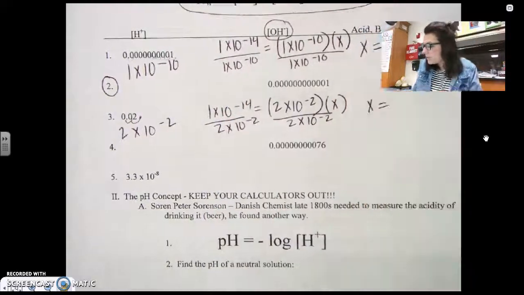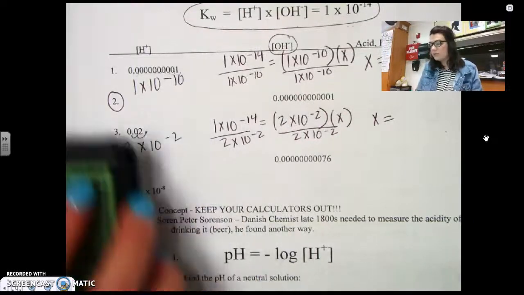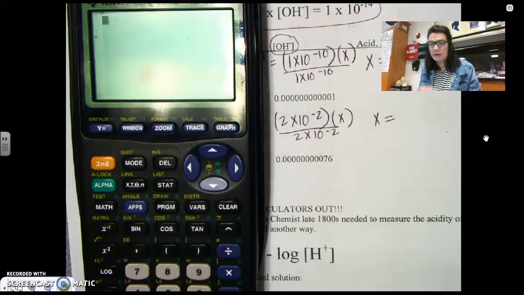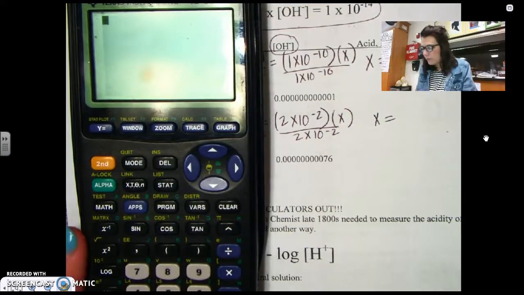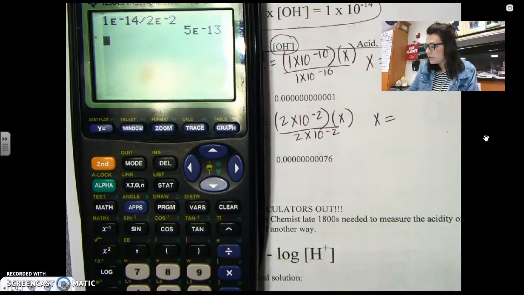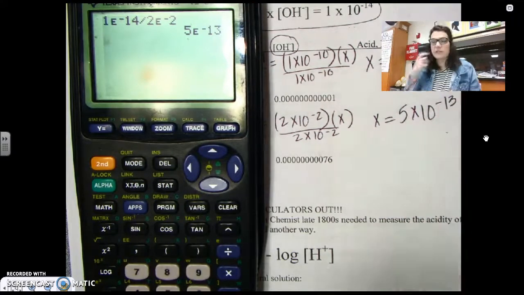So x turns out to be, now when you do these calculations in your calculator, you need to remember to use your exponent button. Okay, so to plug this into my calculator, I'm going to say 1e negative 14 divided by 2e negative 2. So my OH concentration turns out to be 5 times 10 to the negative 13th.